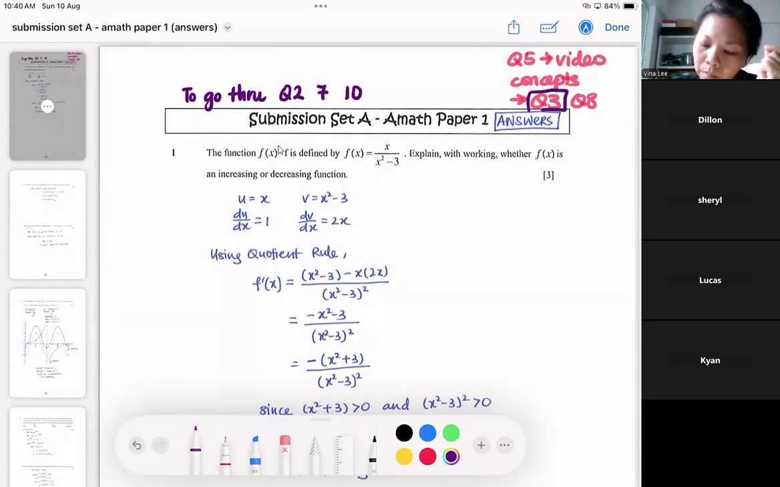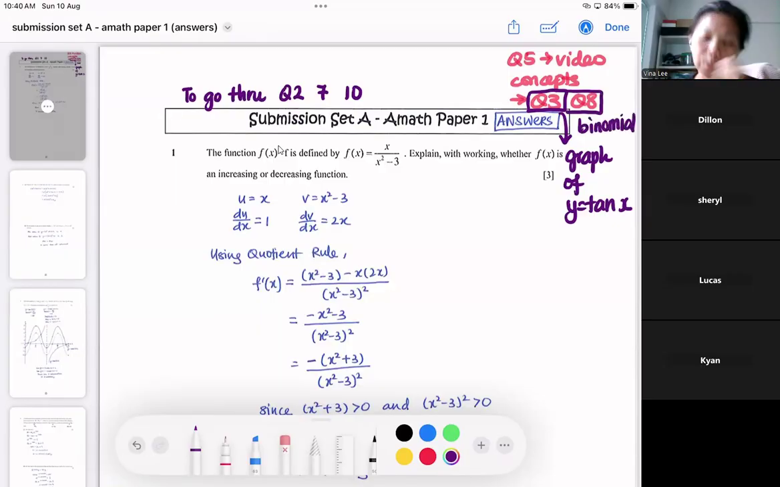Question 3 is for those who need to recap how to draw the tangent graph. And question 8 will be for those who need to recap the binomial formula, the nCr formula, and how to use it. So that will be the concept review for this paper. Right now, I'm going to go through question 2, 7, and 10.